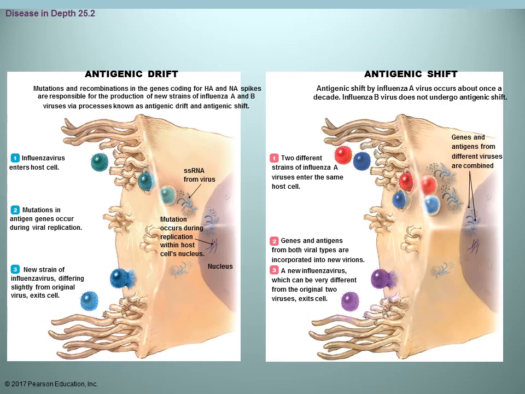Antigenic shift involves influenza A. And this used to occur on a fairly regular basis, about once every 10 years. What would happen is the 2 different strains of the virus would enter a host cell, and then basically there's a combination of genes and antigens. It's kind of like you're stirring the pot, and you come up with a whole new, very different virus.